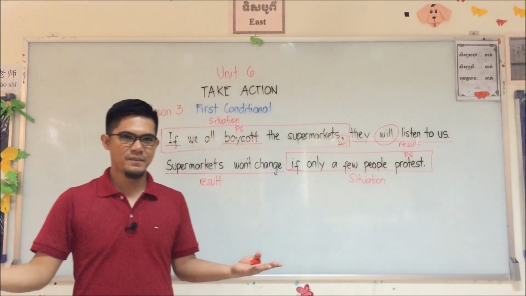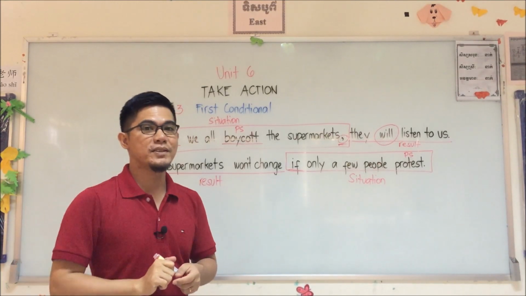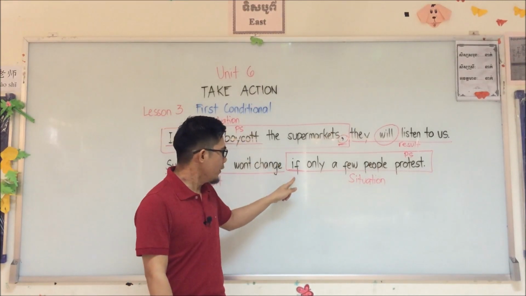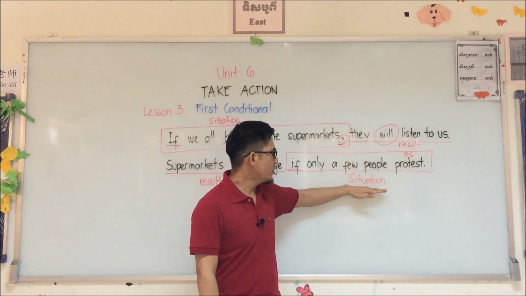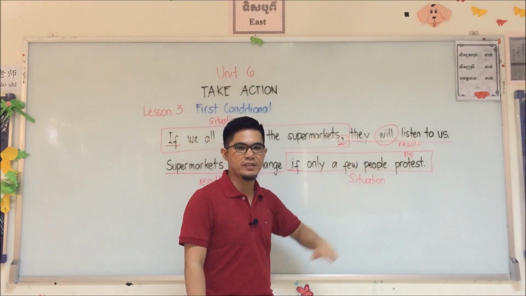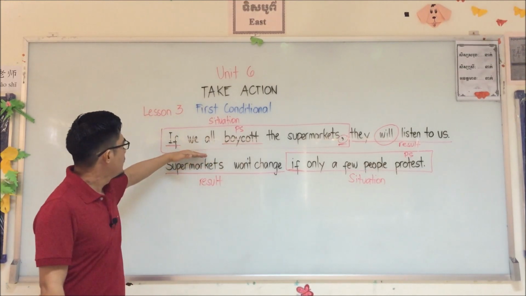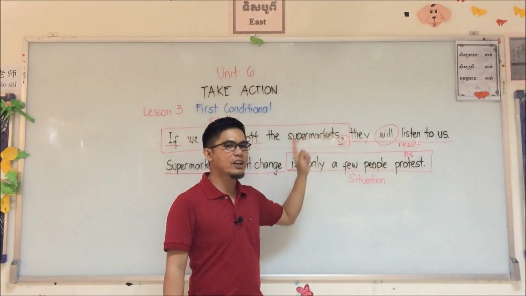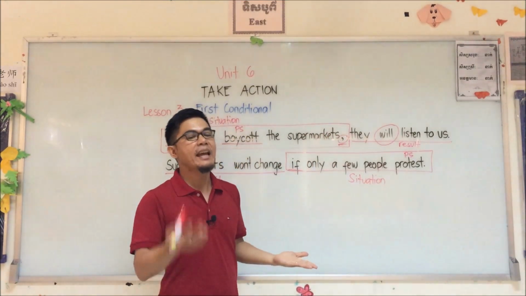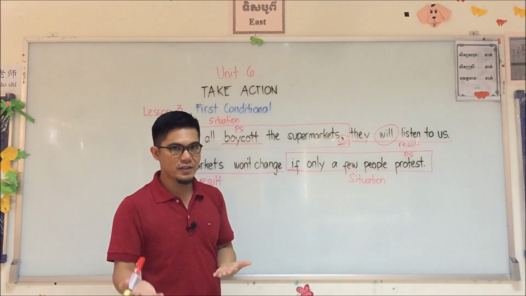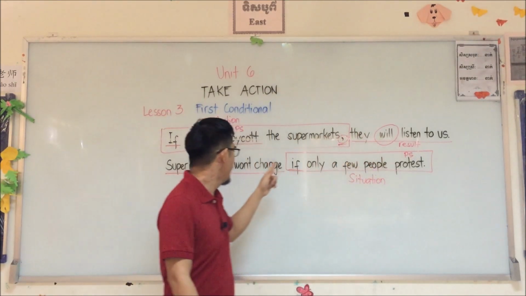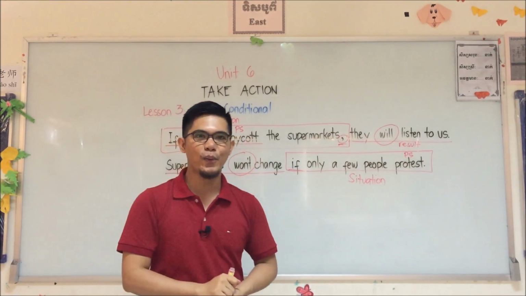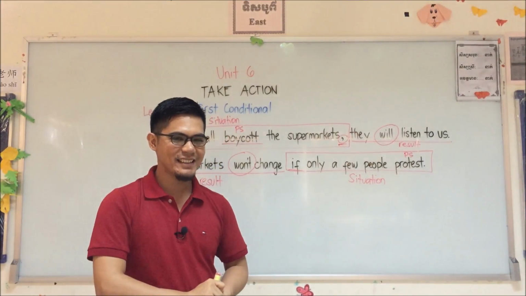Simple. In using first conditional, we use if to describe, to tell a future possible situation. And if we use the situation first, we put a comma before we describe the result. And in describing the result, we use will or won't. Alright?